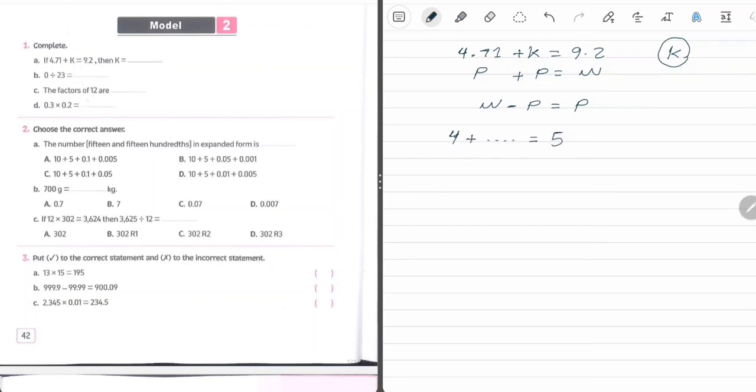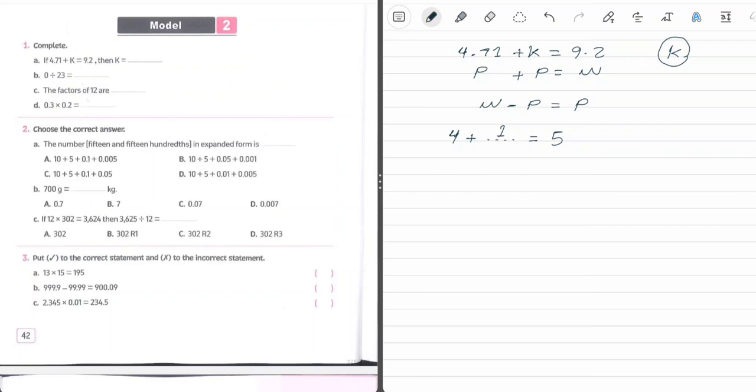equals 5? Okay, I hear you say that the answer is 1. But I want to ask you, what did you do to know it? I told you the question is 4 plus what number equals 5. You told me it's 1. What did you do to know it?